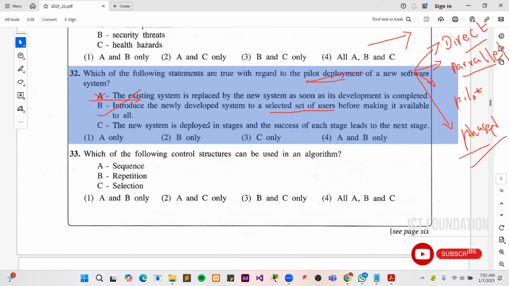The new system is deployed in stages, and the success of each stage leads to the next stage. So that means phase deployment, where every stage is deployed into the new system. So B only is the correct answer for this kind of deployment method.